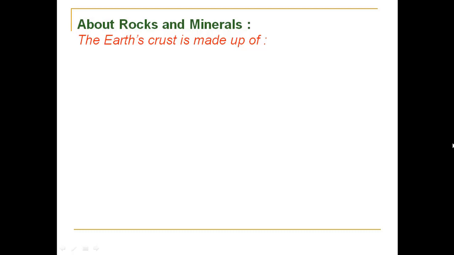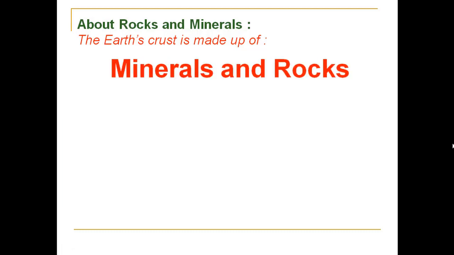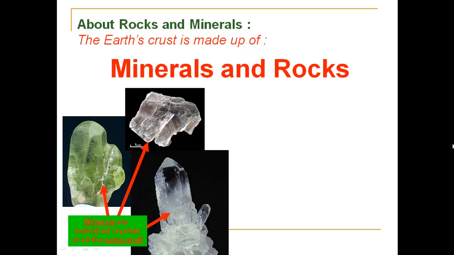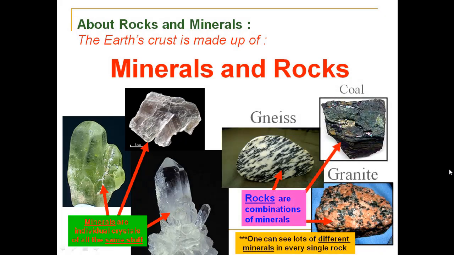The earth crust is made up of minerals and rocks. These are three pictures of different minerals. This one is olivine, mica and quartz. As you can see in this picture, all these minerals are made up of individual crystals and they are made up of the same element. Now we'll see the three different types of rocks.